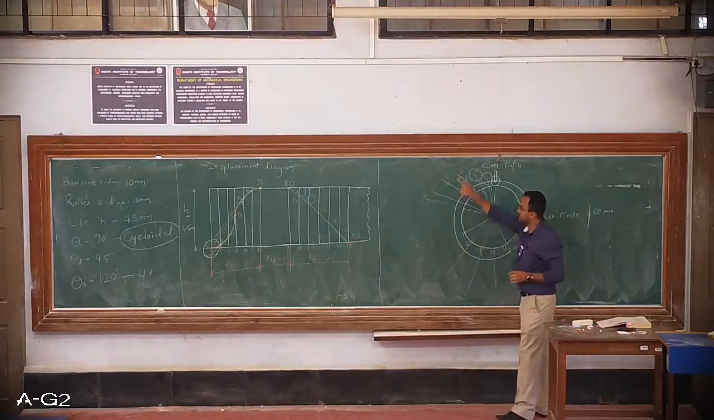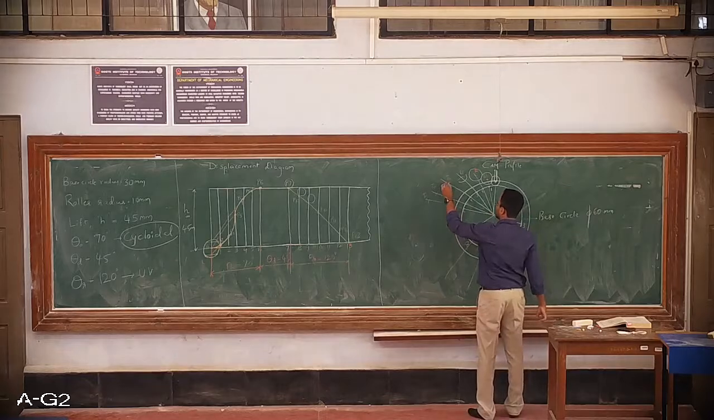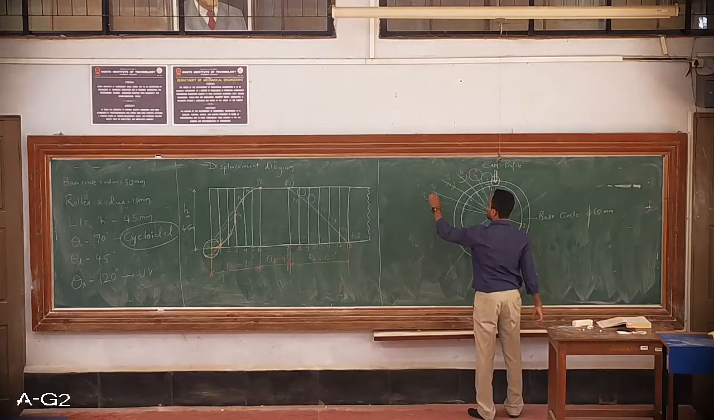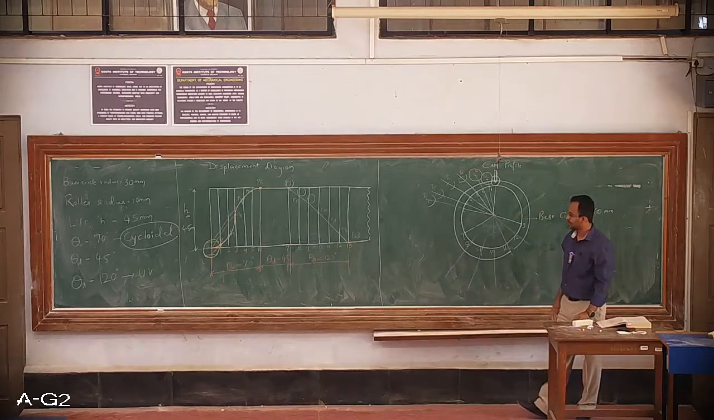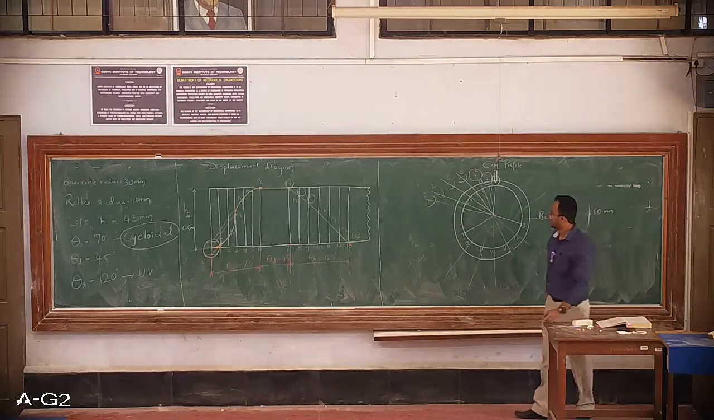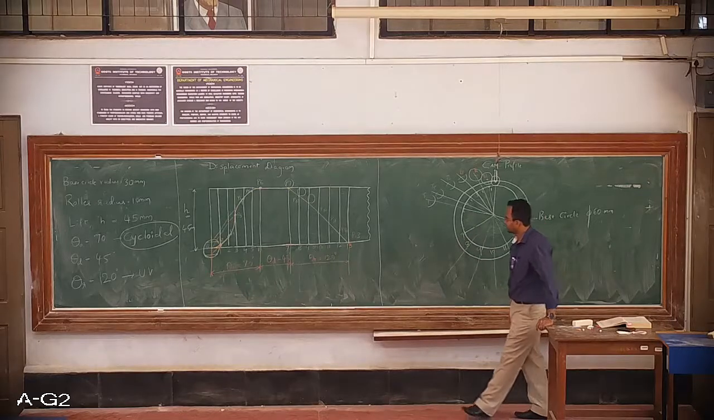Instead of making the complete roller, I'll just set the compass for 10 mm radius and draw the small arc. Similarly for T4, I'll draw the small arc. For T5, I'll draw the small arc. For T6 also, I'm going to draw the small arc. Okay. We'll continue the same step for the return stroke as well.